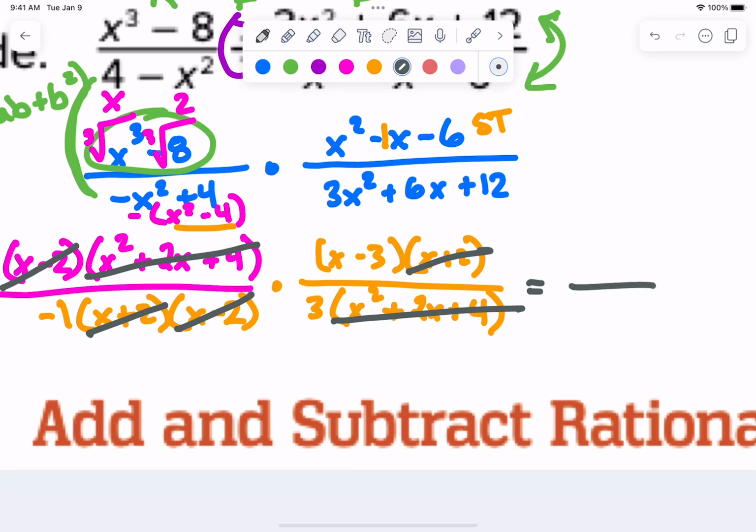So on the top, what's left over? x minus 3. On the bottom is negative 1 times 3, which is negative 3. Can those 3s cancel? No, because one of them's trapped, the other one's not. The bottom one's not trapped, but the top one is trapped. Do you see that? So he's done.